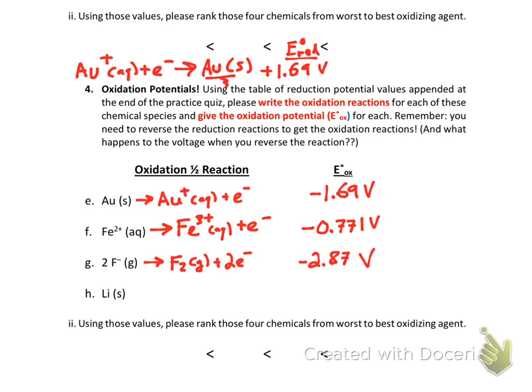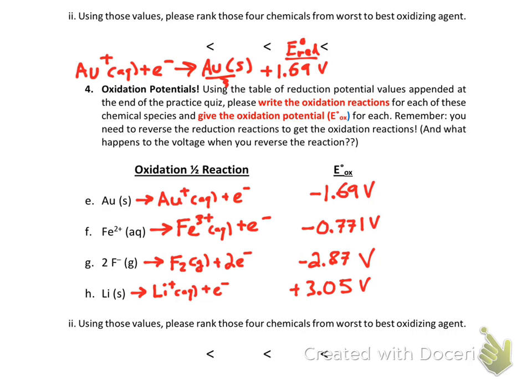So then finally we have lithium solid. Finally, something that wants to be oxidized. It can turn into lithium plus. It will lose an electron in the process. And that has a very, very favorable whopping 3.05 volts.